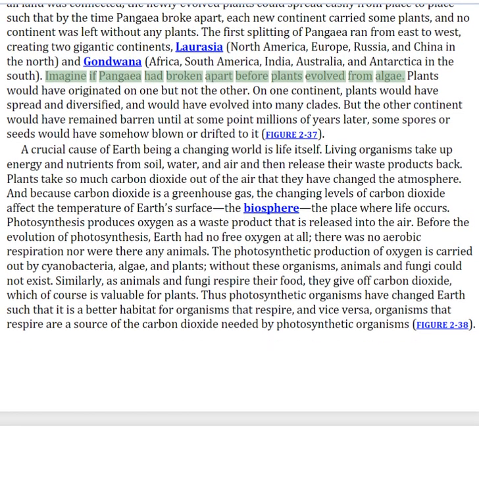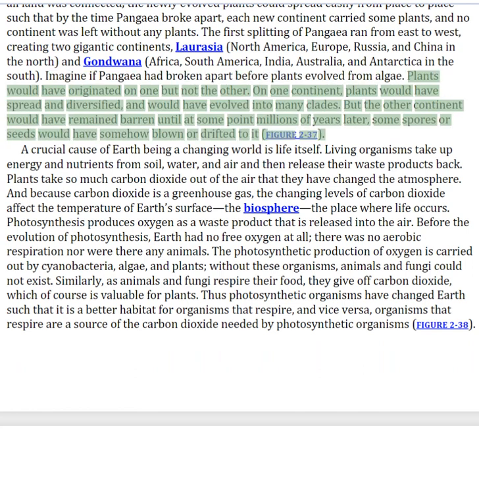Imagine if Pangaea had broken apart before plants evolved from algae. Plants would have originated on one but not the other. On one continent, plants would have spread and diversified, and would have evolved into many clades. But the other continent would have remained barren until at some point millions of years later, some spores or seeds would have somehow blown or drifted to it.